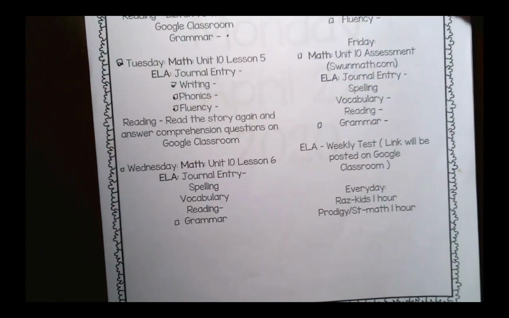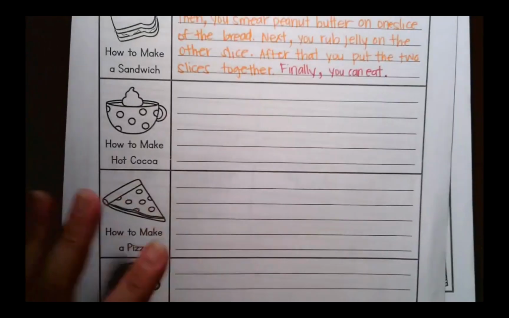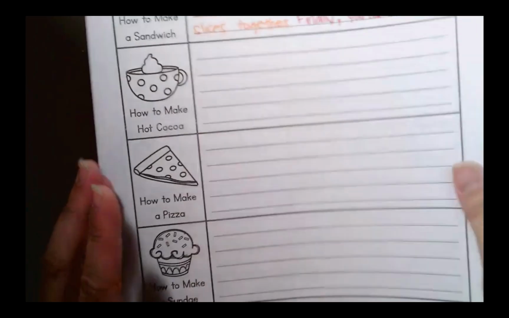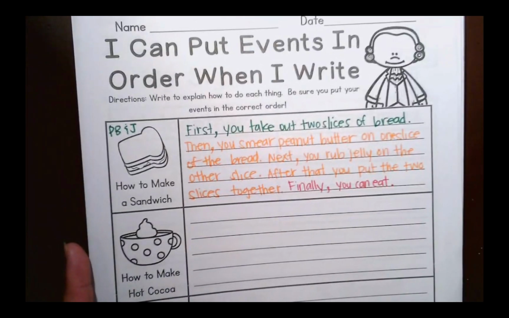So, let's go to our activity, flip our page to Tuesday. Here's Tuesday, April 28th, and then we're going to keep flipping until we get to this page right here with all of our pictures on the left. It says, I can put events in order when I write.